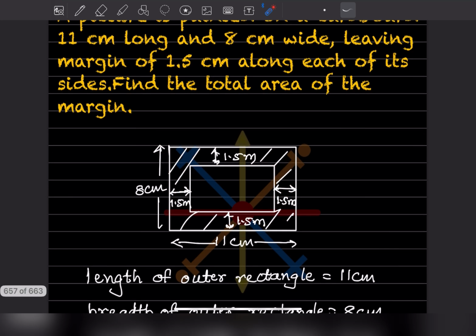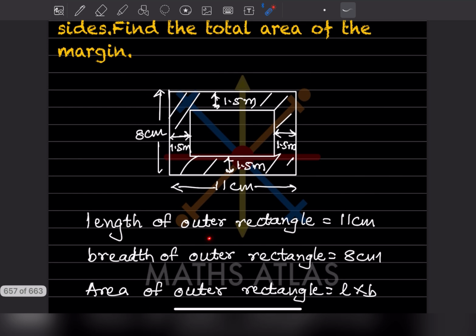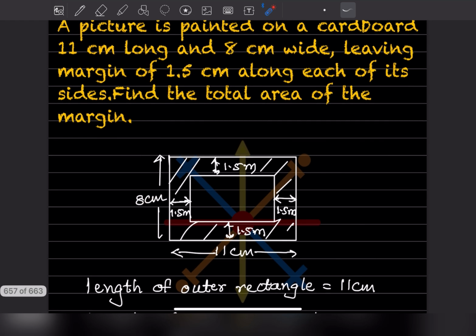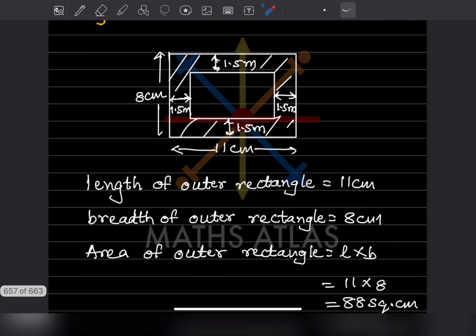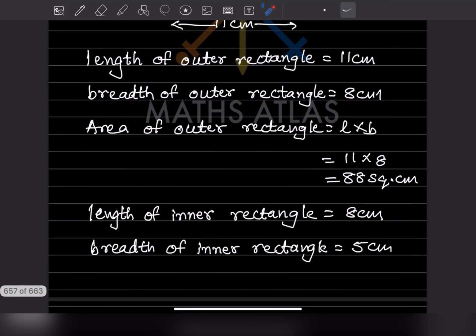So now what we can do here, we can write the length of the outer rectangle, that is 11. Then the breadth of the outer rectangle, that is given as 8, because this is given as 8. So area of the outer rectangle, length into breadth, that will be 11 into 8. That will be 88 square centimeters.